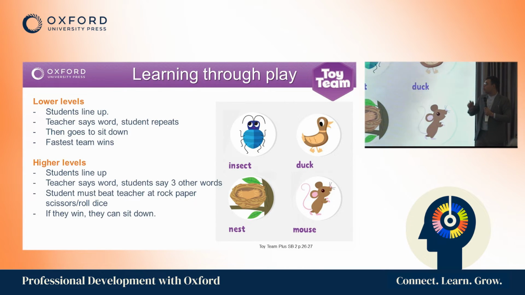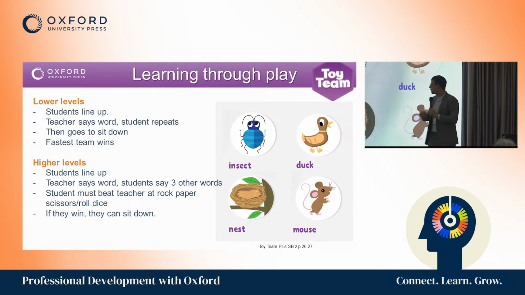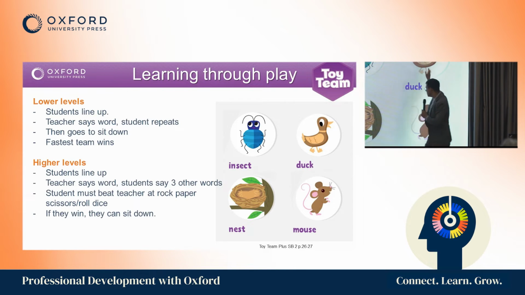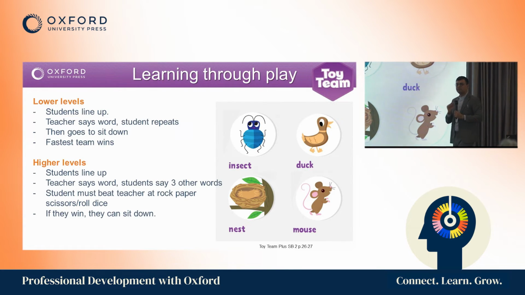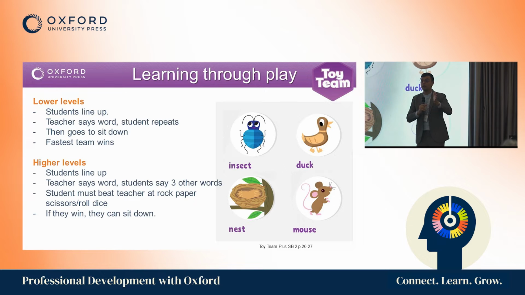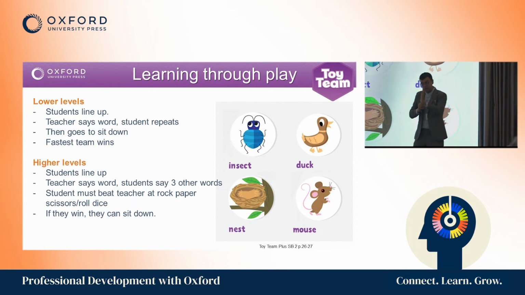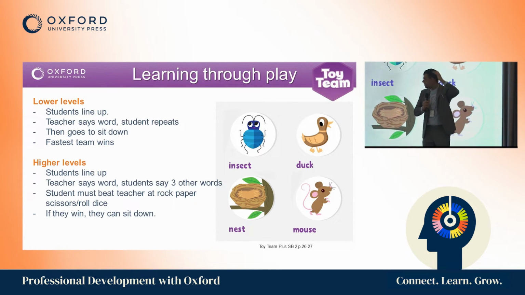Then, this is kind of make it much more complicated. I will say one word, the students must say 3 other words. So for example, I'll say insect. The student has to say duck, nest, mouse. Then they have to do rock, paper, scissors. Or they have to roll the dice. And when they roll the dice, they have to get more than 4. So if they roll 1, 2, 3, they have to roll again. If they roll 4, 5, 6, they can go and sit down, hands on their head.